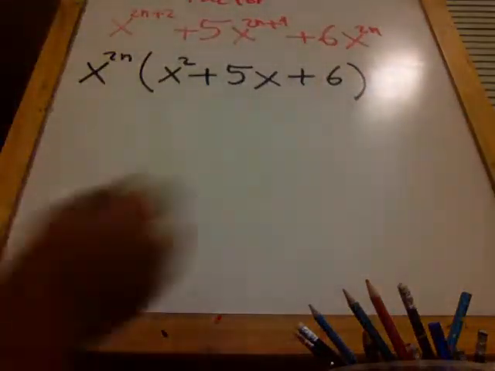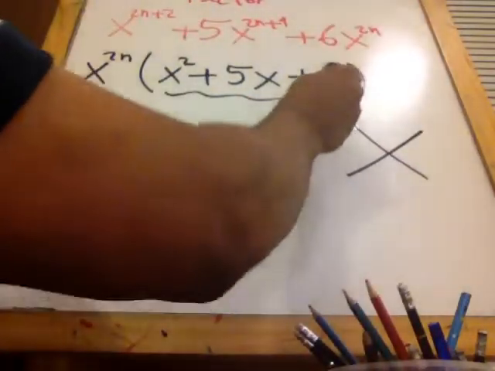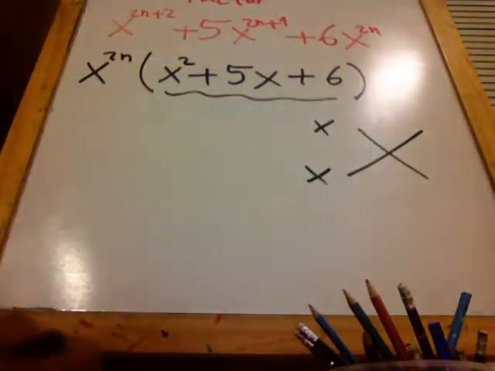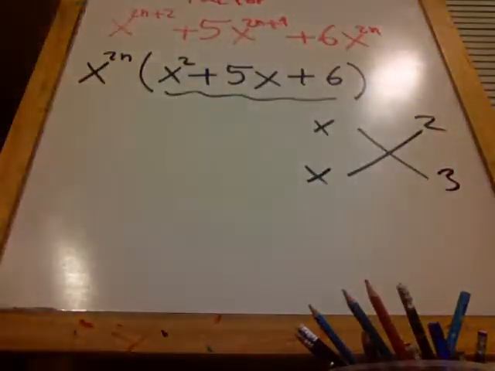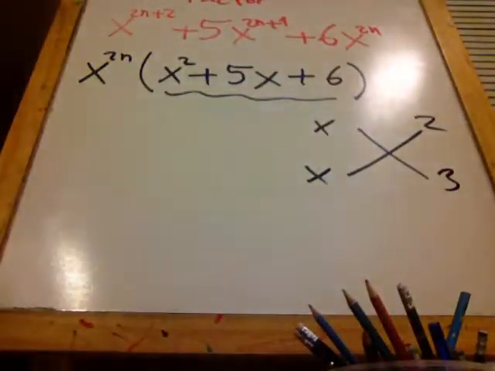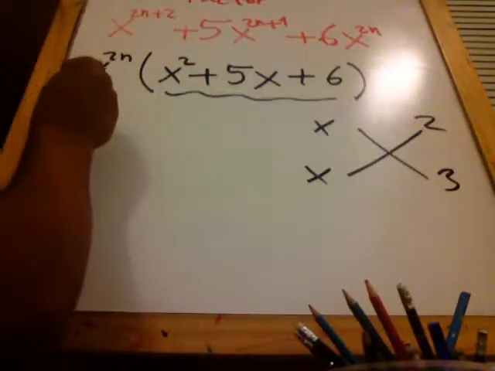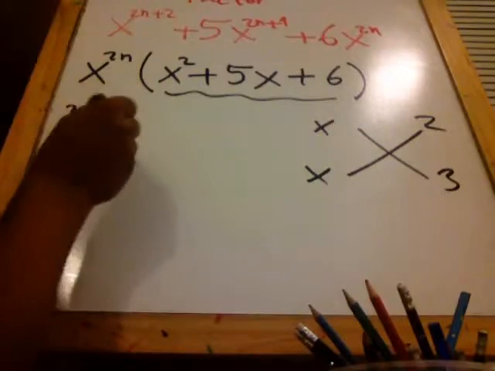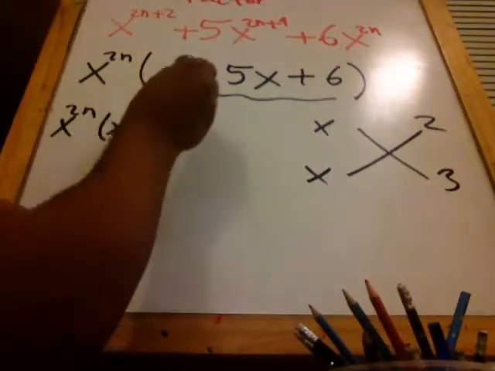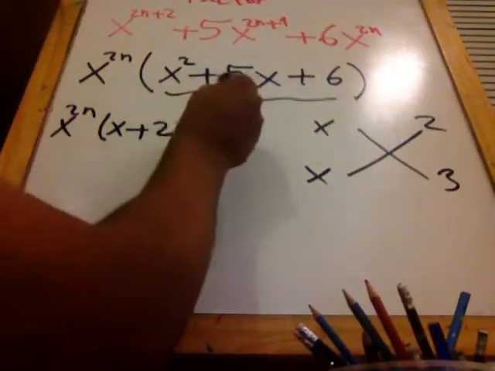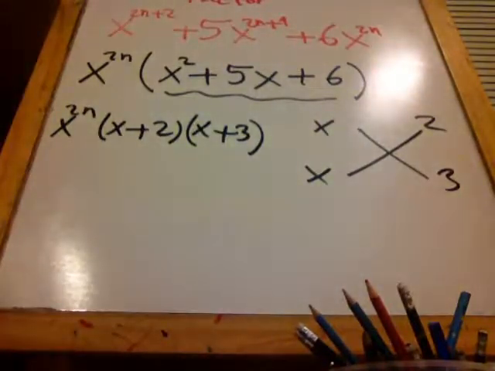Okay, now this is a trinomial. You can just go for x times x here, and this is just 2 times 3. If you multiply these two numbers, you will get 6. If you add 2 and 3, you will get the 5. So this is x to the power 2n. First bracket is x plus 2. The last bracket is x plus 3. Okay.